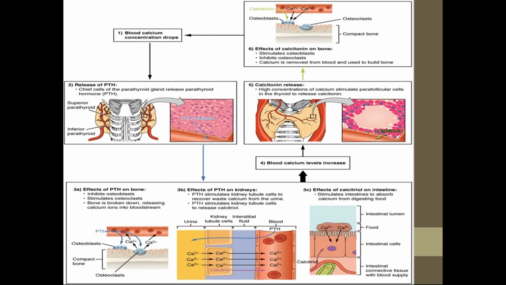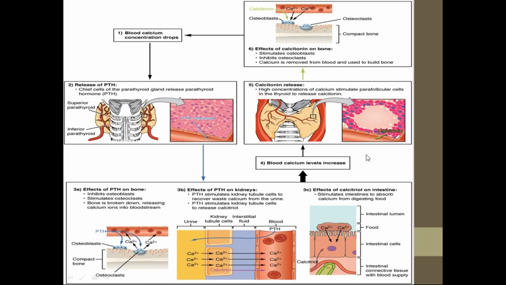This is the whole process I have already explained. When the blood level of calcium drops, that leads to release of parathyroid hormone from the chief cells of the parathyroid gland. Effect one, on the bone: osteoclast activation and release of calcium into circulation. Effect two, on the kidney: absorption of calcium and excretion of phosphate. Effect three: vitamin D3 synthesis through the kidney, and this vitamin D3 increases the absorption of calcium from the gut. These are the three main effects of parathyroid hormone, so the blood level of calcium will increase.